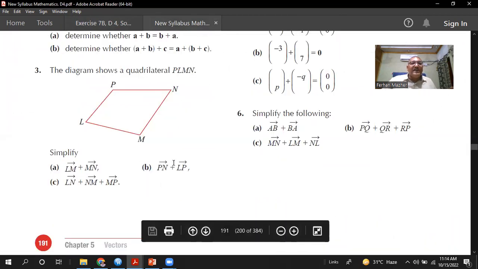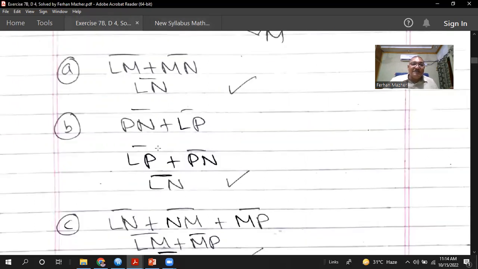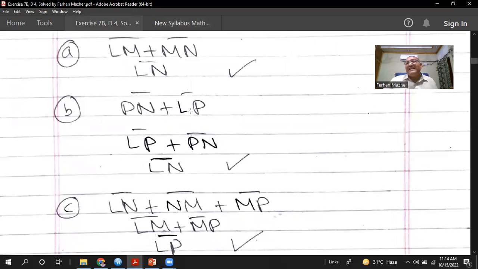Okay, the next one is PN plus LP. Now here is a problem. It ends at N, but it starts with the L, so they cannot be added. But if you put this LP first, then it will become easy. So PN plus LP, first of all I will write the LP first and then the PN. Now you can see it is in good shape, because the LP ends at P and this vector starts from the P. So now they are good to be added. So LP plus PN will be LN.